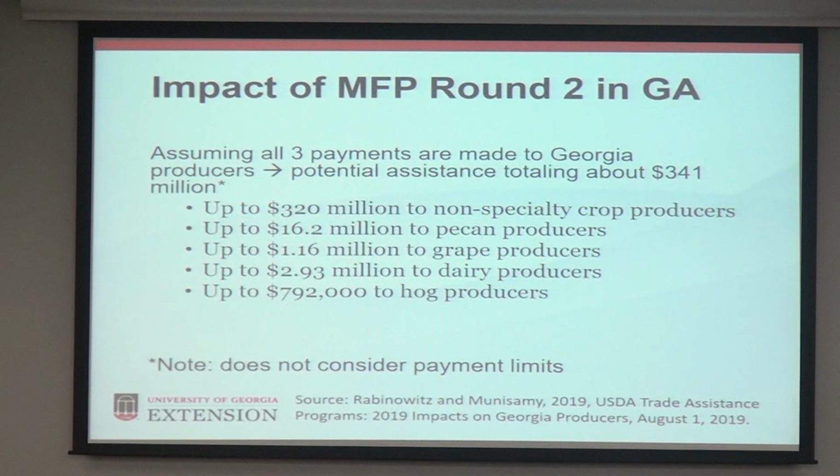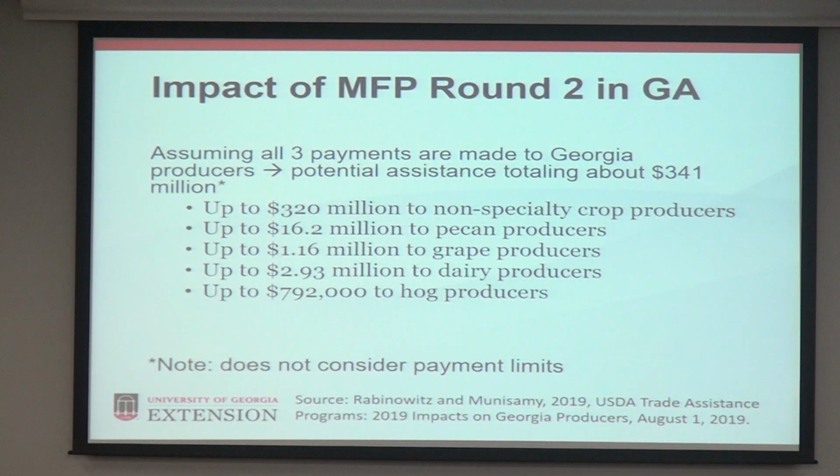This is just in Georgia. $16 million to pecan producers, a little over $1 million to grape producers, just under $3 million to dairy producers, and $792,000 to hog producers. It does not consider any type of payment limits at all, and looks at what some of those maximums are in terms of those planted acres from 2018, because that is a maximum threshold that does exist, and that's how we did that analysis, looking at what that potential impact is for the MFP program in Georgia. So that's kind of our expectation there.